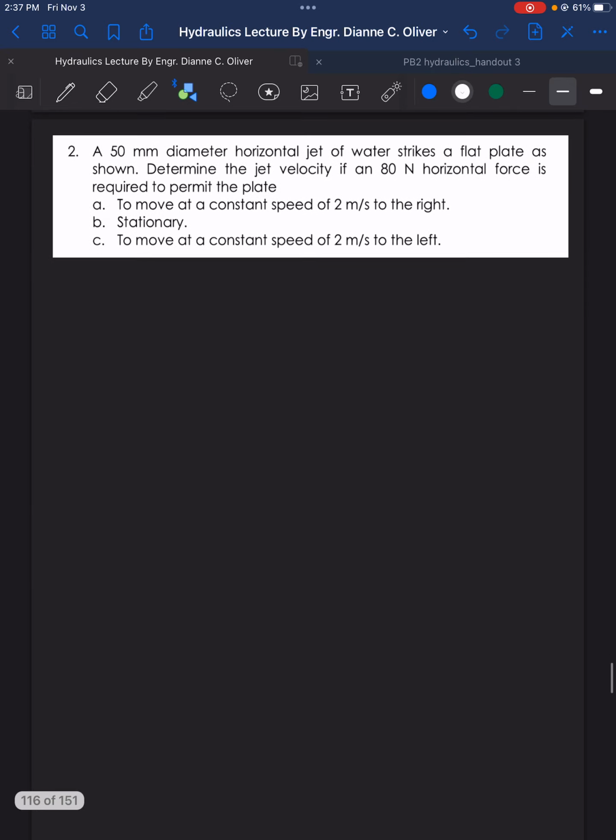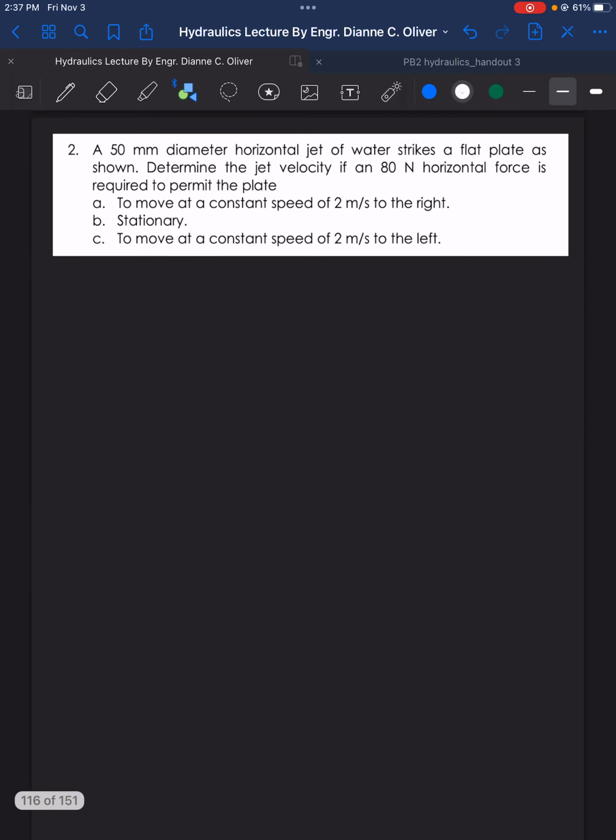So that's example number 1. So let's go to example number 2. A 50 mm diameter horizontal jet of water strikes a flat plate as shown. Determine the jet velocity if an 80 Newton horizontal force is required to permit the plate, letter A, to move at a constant speed of 2 meter per second to the right. B, stationary. C, to move at a constant speed of 2 meter per second to the left.